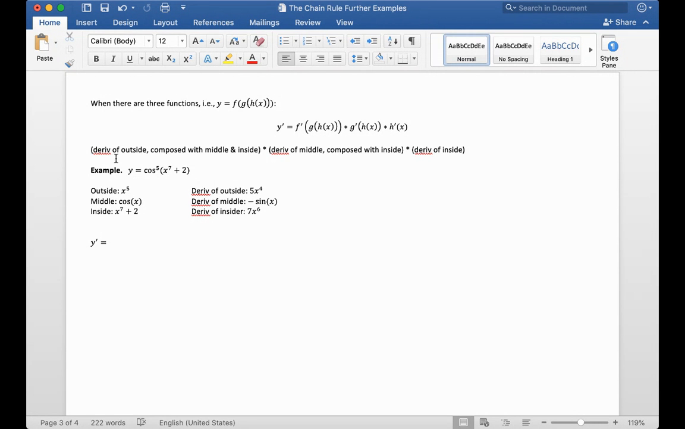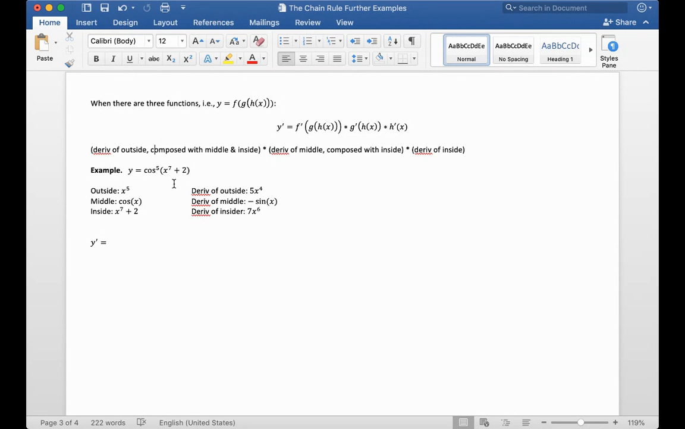So I've tried to write that out here. It's the derivative of the outside function composed with what's inside it, which is the middle composed with the inside. The derivative of the middle composed with the inside, and we multiply that finally by the derivative of the inside function. So let's apply that to this example here, y equals cosine to the fifth of x to the seventh plus 2.